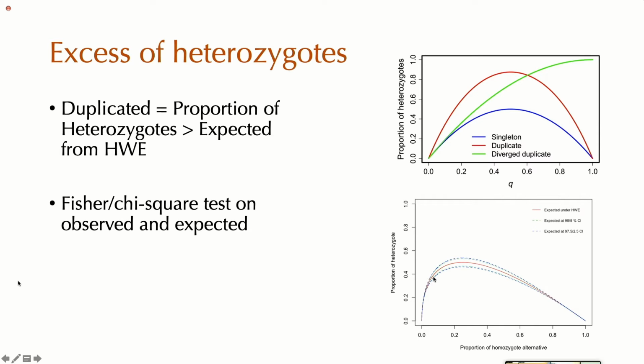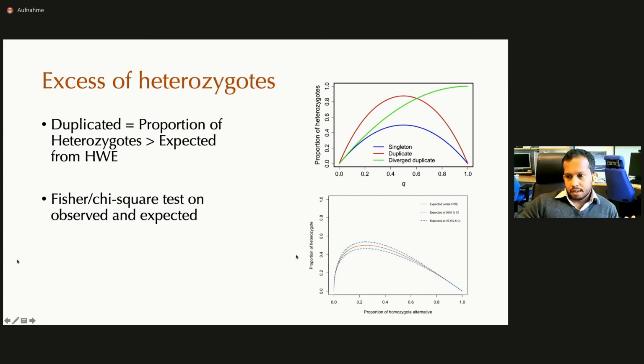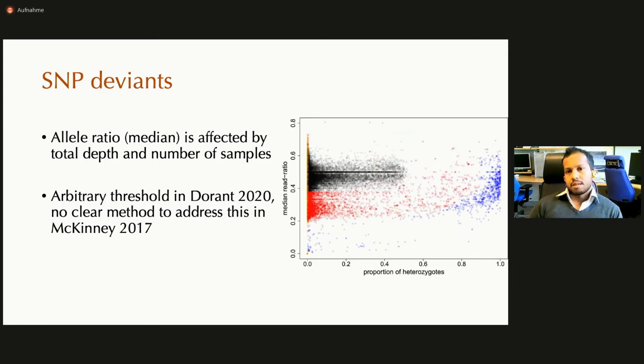We used this method and did several simulations to see how it works. This is from our simulation. What we test here is that if a SNP is not following this curve, if it is outside of here, using Fisher or chi-square test, we can say that it's a duplicate. The next one is the SNP deviance.